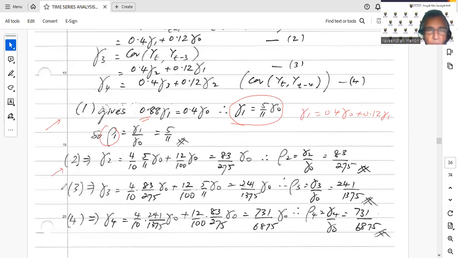So do the same, a bit of working to do, no big deal. Use equation number 2, equation number 3. I'm trying to get gamma 2 in terms of gamma naught, gamma 3 in terms of gamma naught, gamma 4 in terms of gamma naught. I can write my rho 2, rho 3, rho 4, and I'm done. Pretty good, right? I hope you like questions like this. Just don't make careless mistakes. Be careful.